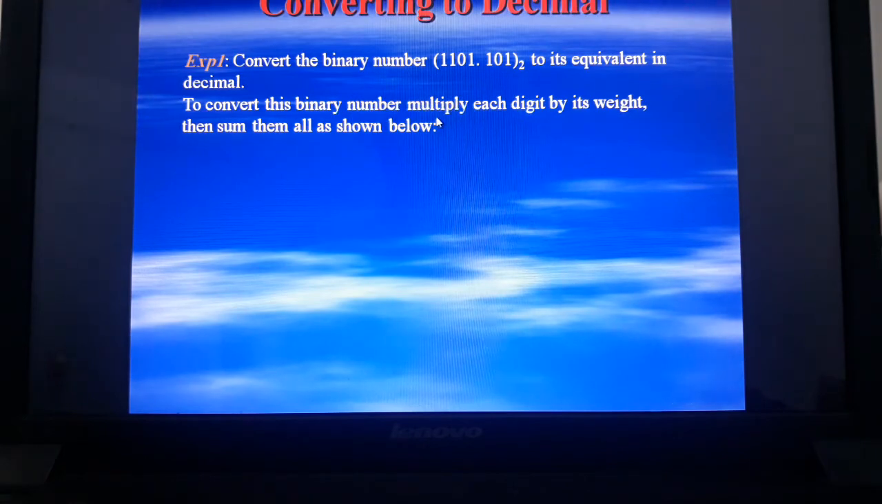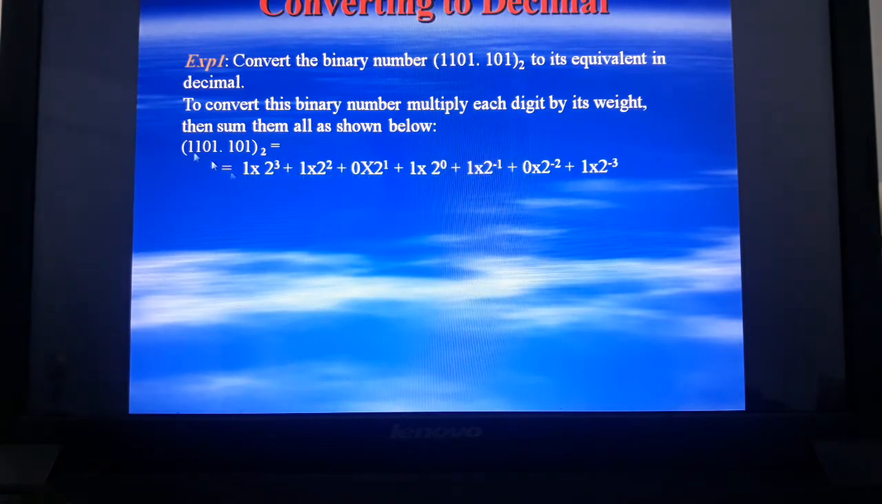To convert the binary number, multiply each digit by its weight, then sum them all as shown below. So this number, we start with the most left digit, which is 1, has a weight of 2 to power 3. Multiply 1 by 2 to power 3, and sum it with the next digit 1 multiplied by its weight, and sum it with the next digit 0 multiplied by 2 to power 1, and 1 multiplied by its weight.